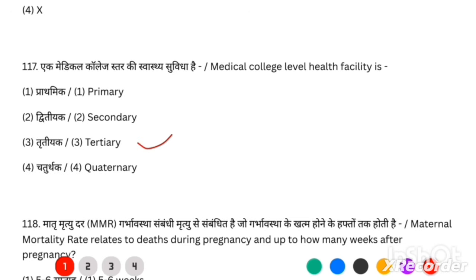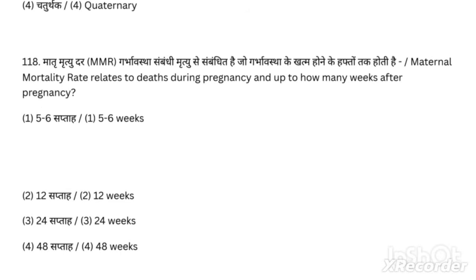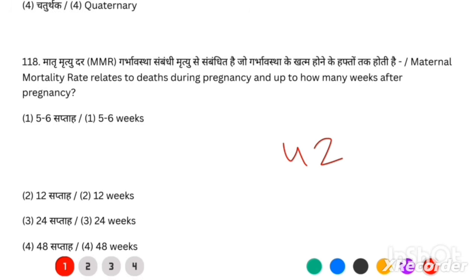Next question is, maternal mortality rate relates to death during pregnancy up to how many weeks? So maternal mortality includes death up to 6 weeks or 42 days. According to WHO, death of a woman during pregnancy or within 42 days after the termination is considered maternal mortality. So the correct answer is 5 to 6 weeks.